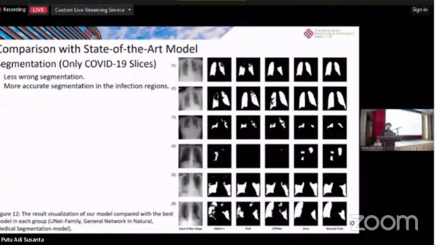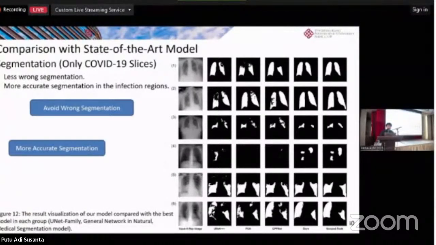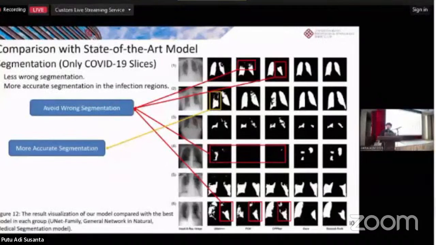And to have visualized results, we also show some segmentation results. And this segmentation result shows that our model could avoid the wrong segmentation of the infections and also have a more accurate segmentation in the actual infection regions.